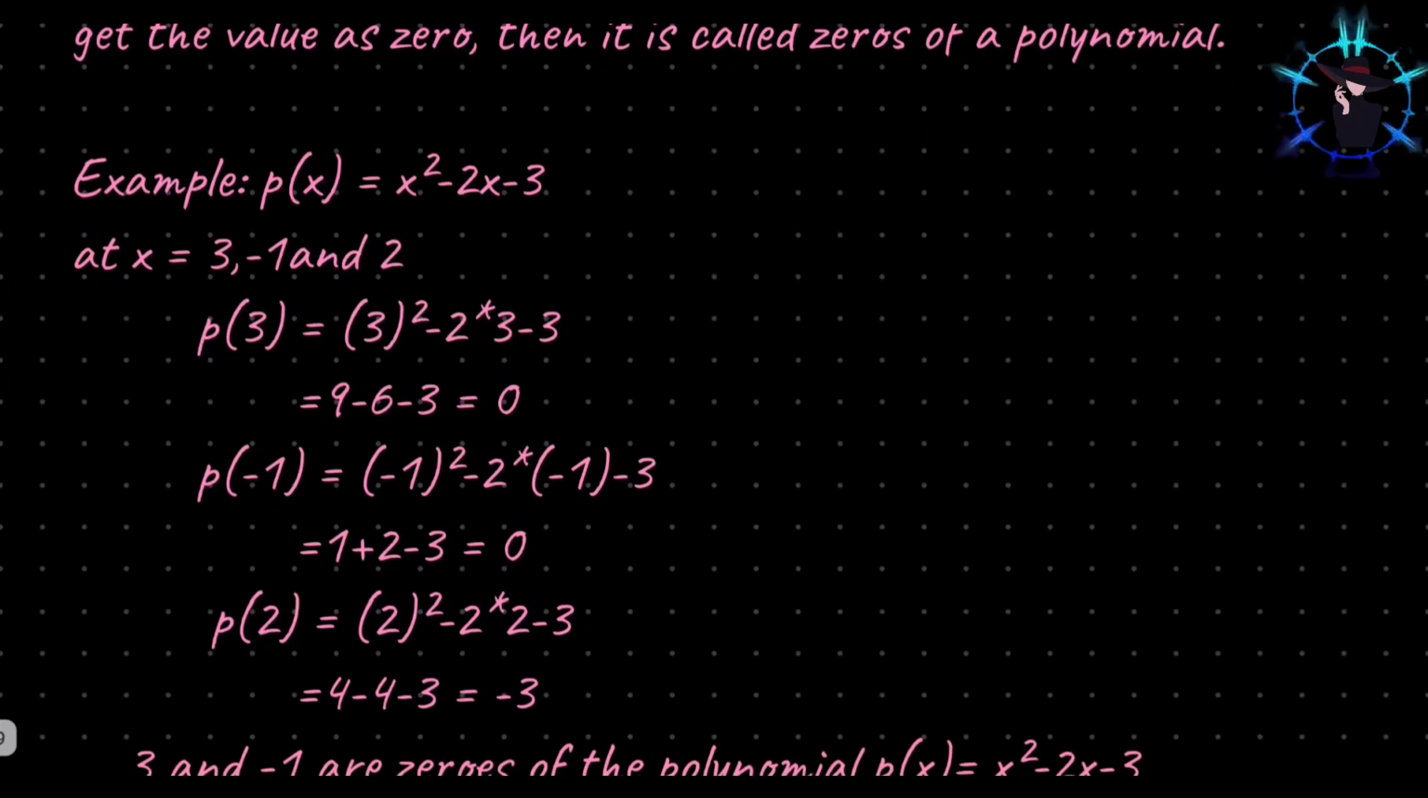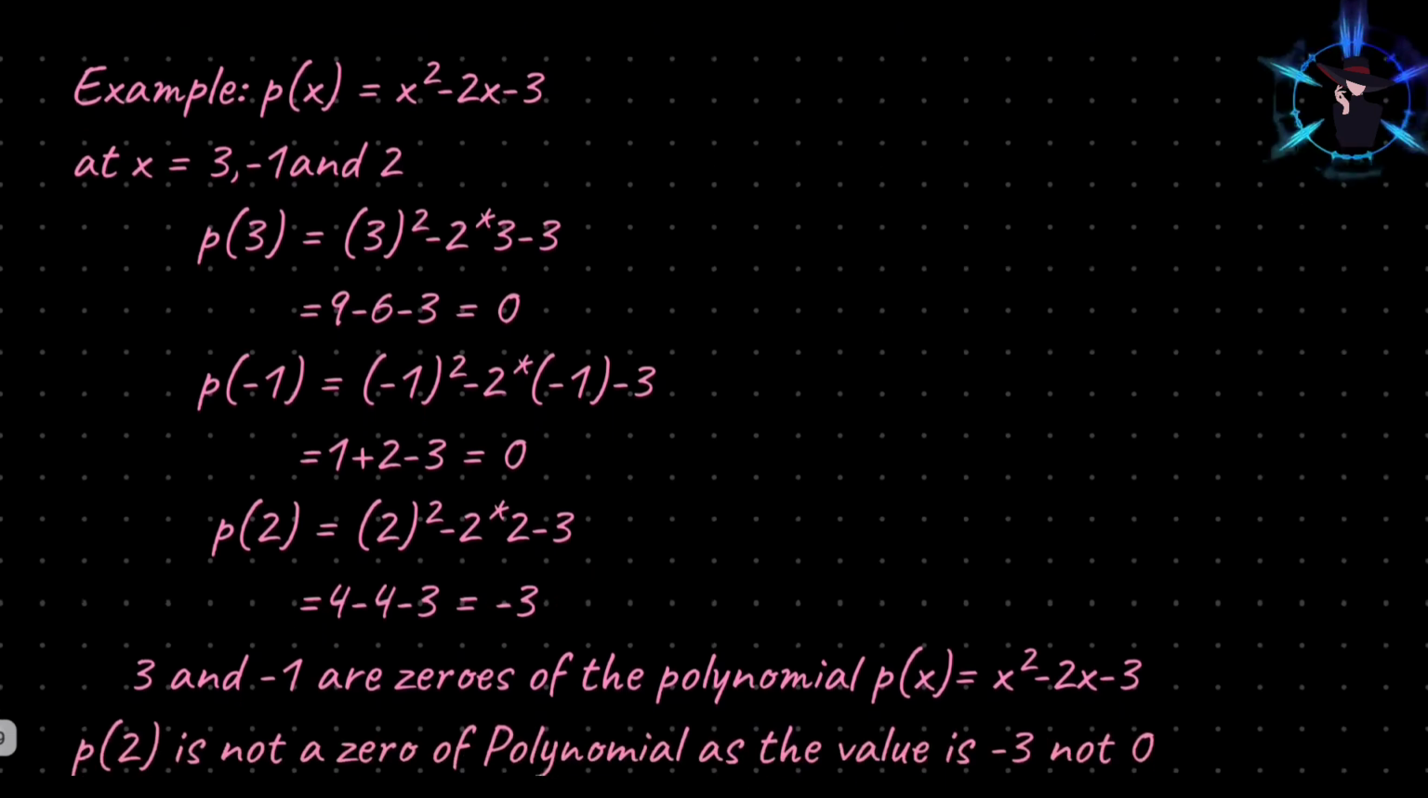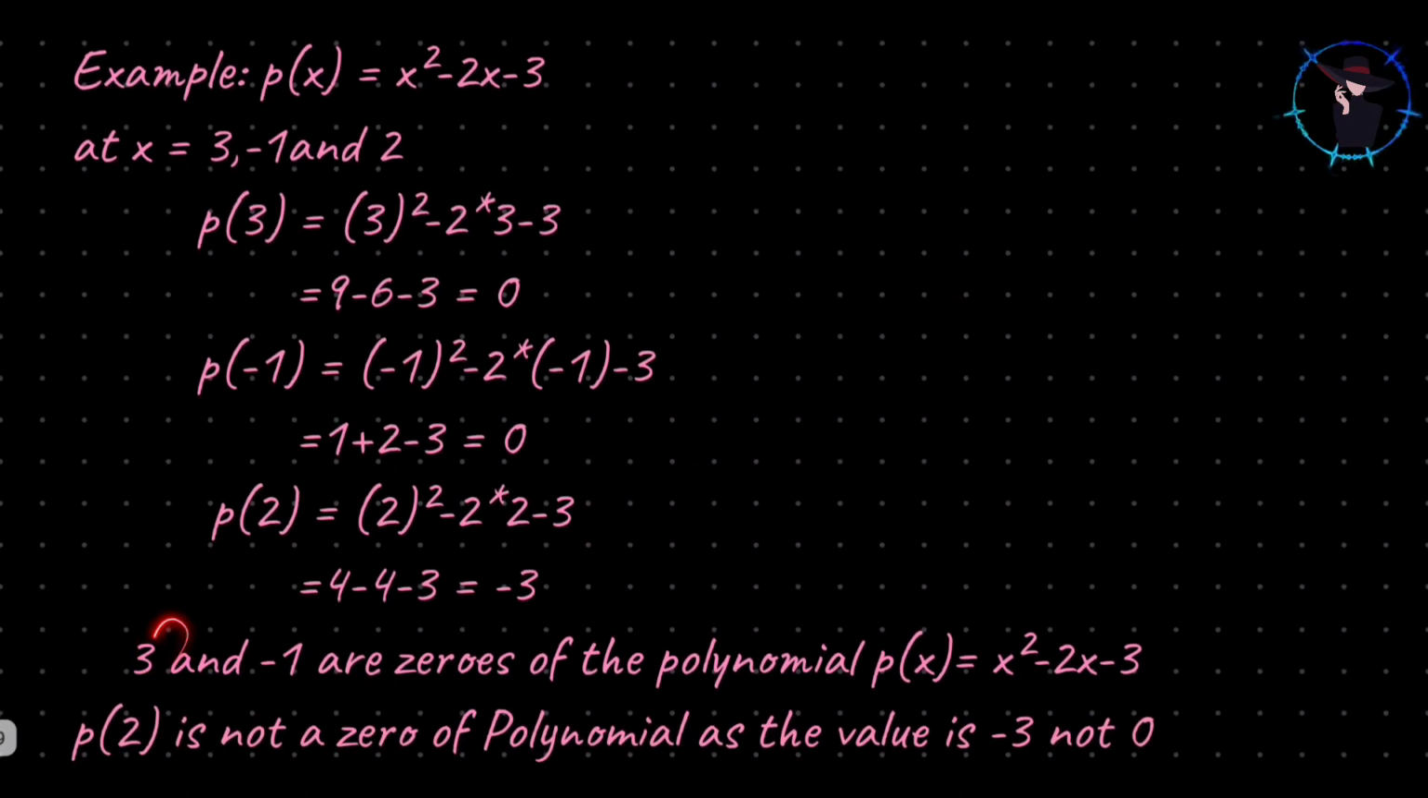Now let's see, we take 2. 2 square minus 2 into 2 minus 3. 4 minus 2 into 2 is 4. 4 minus 4, 0. But we still have minus 3 here. So it is not a 0 of the polynomial. As we can say, using 3 and minus 1, we got the zeros of the polynomial. But 2 is not a 0 of the polynomial because its value is minus 3 and not 0.